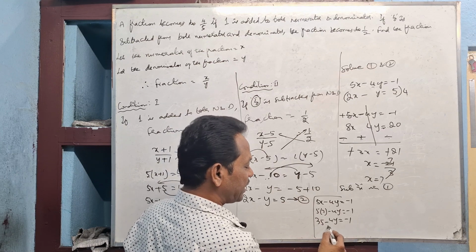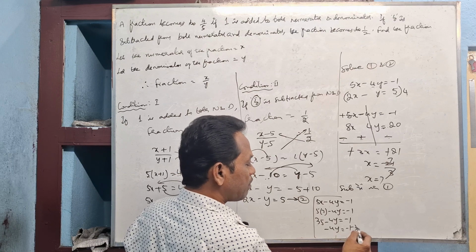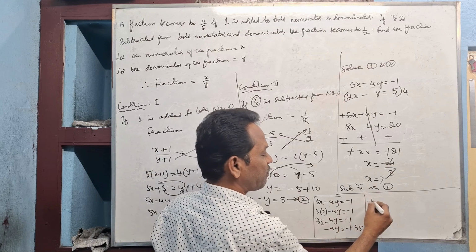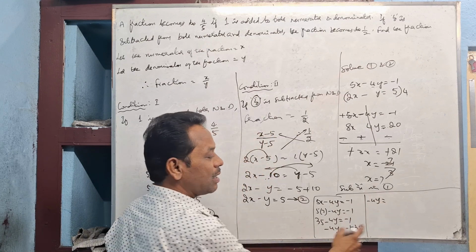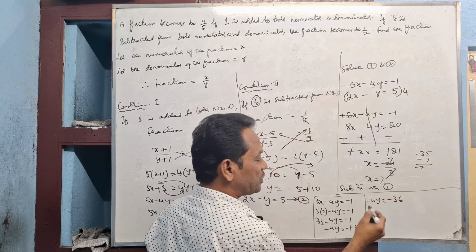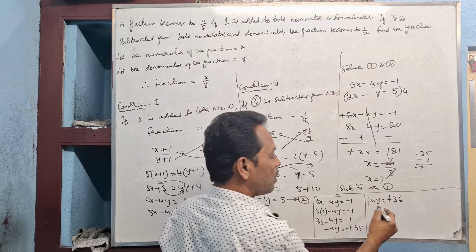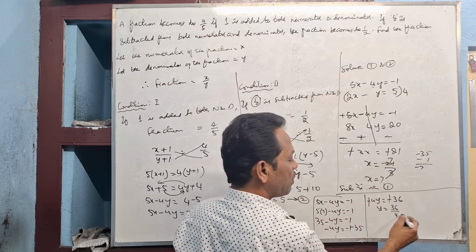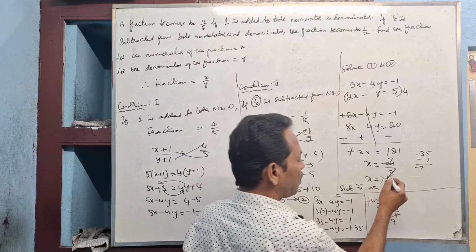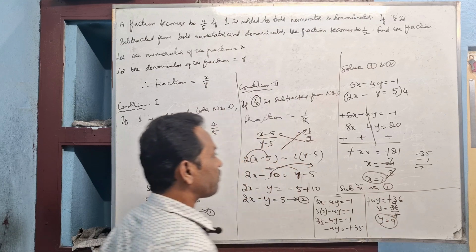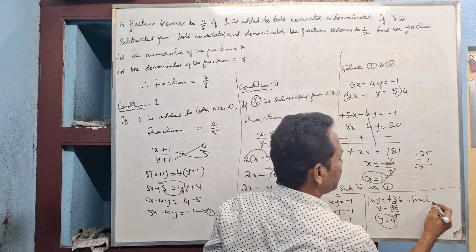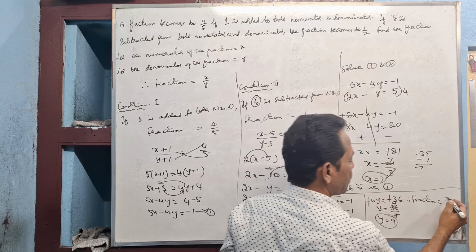So my 35 is shifted there: minus 4y equal to minus 1 minus 35. So minus 4y equal to minus 36. You can cancel the negative sign here, so y equal to 36 by 4. 4 nines are 36, so y equal to 9. So here x equal to 7, y equal to 9. Our fraction will be x by y. Therefore, the required fraction is 7 by 9.